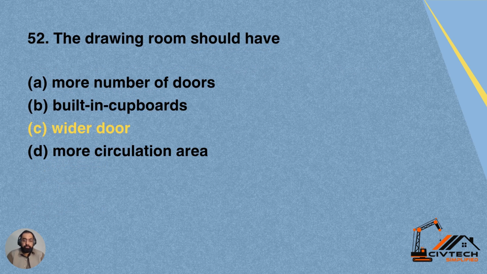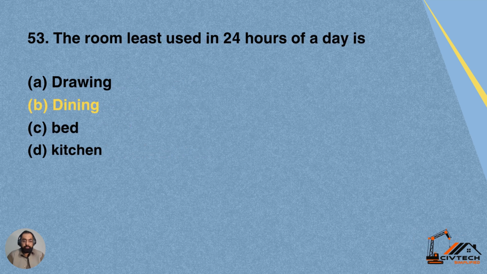Question 52. The drawing room should have: A, more number of doors; B, built-in cupboards; C, wider doors; D, more circulation areas. Yes, the drawing room should have a wider door for ease of accessibility, because it further opens into the bedrooms, so the front door of the drawing room should be wider as compared to the door of the bedrooms. So option C is correct for question number 52.